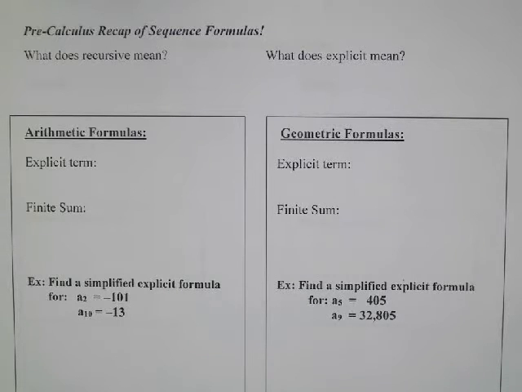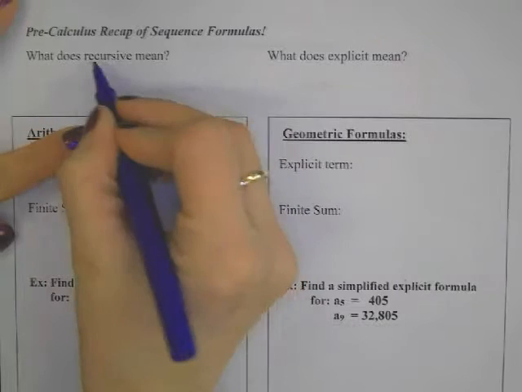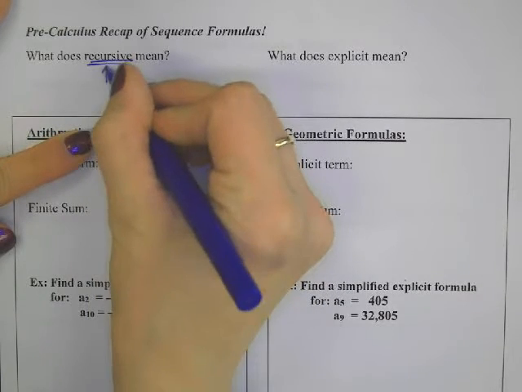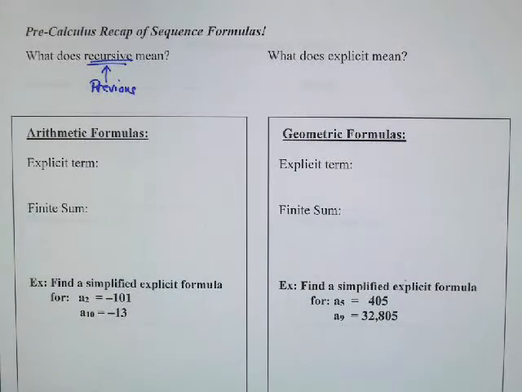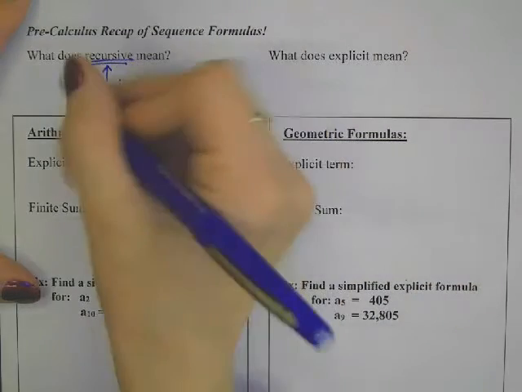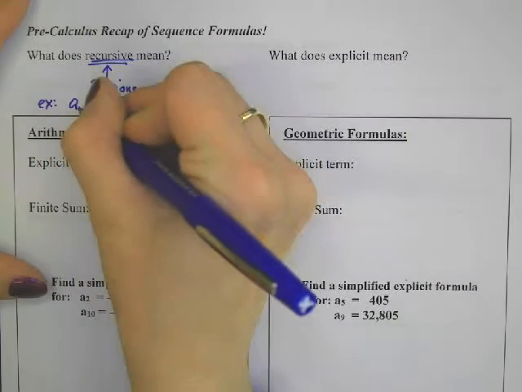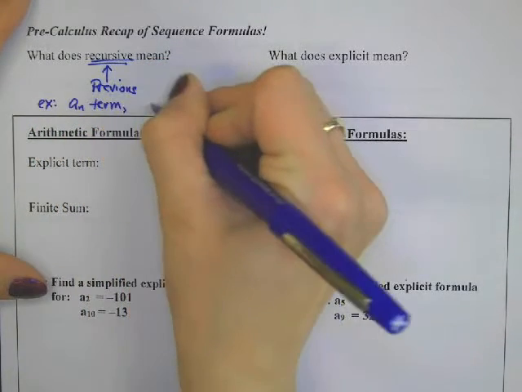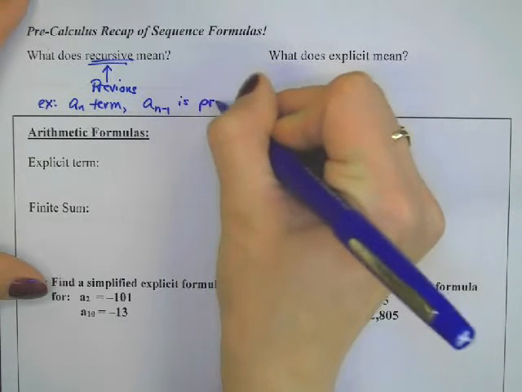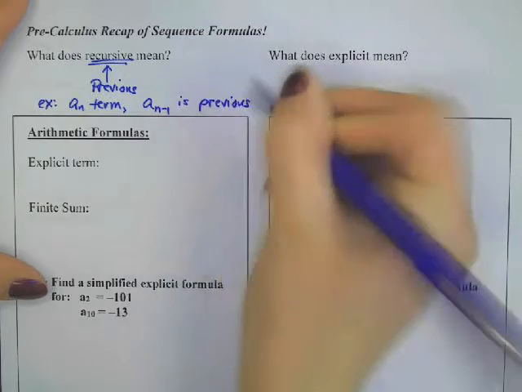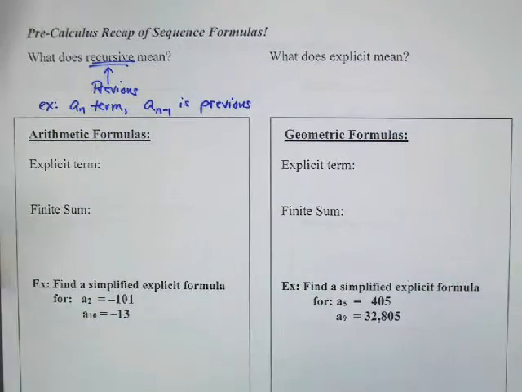Okay, before we get started here, let's just take a look at recursive versus explicit. Okay, so what does recursive mean? Recursive means previous. So this one is not as powerful as explicit. Sometimes you might have a formula using previous notation. For example, if this is the term, then a sub n minus 1 is the previous term. And it helps to maybe say it in English so you know what to do.